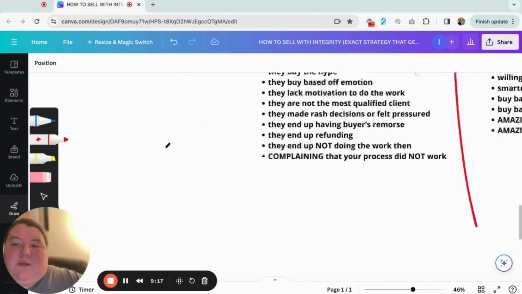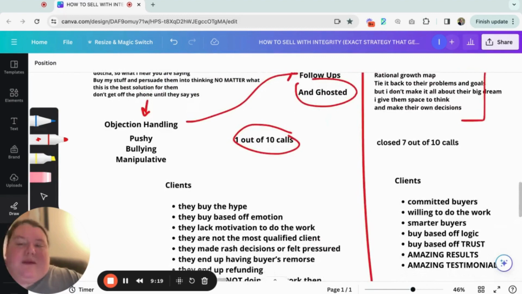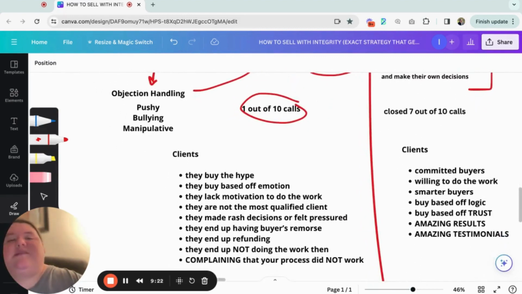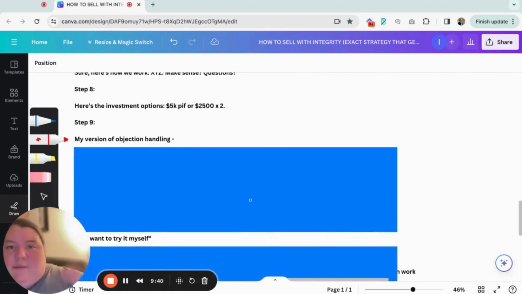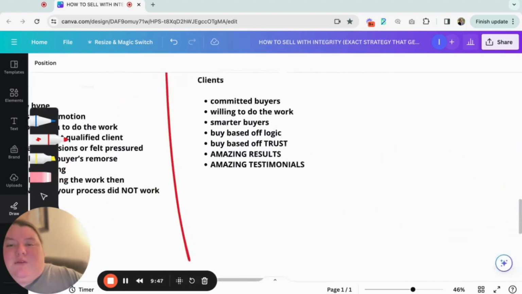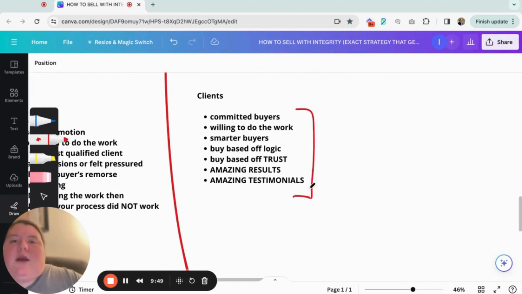In the past, when we implemented scarcity or urgency into our marketing, we attracted these types of people. Even though I'm grateful to have met a lot of them, a lot of them were buying based off the hype or the emotion, and they're not going to do the work. Even though they're amazing people, it becomes an extra step where now you also have to be a babysitter. So what I want to do is attract people that are committed, people who are willing to do the work.